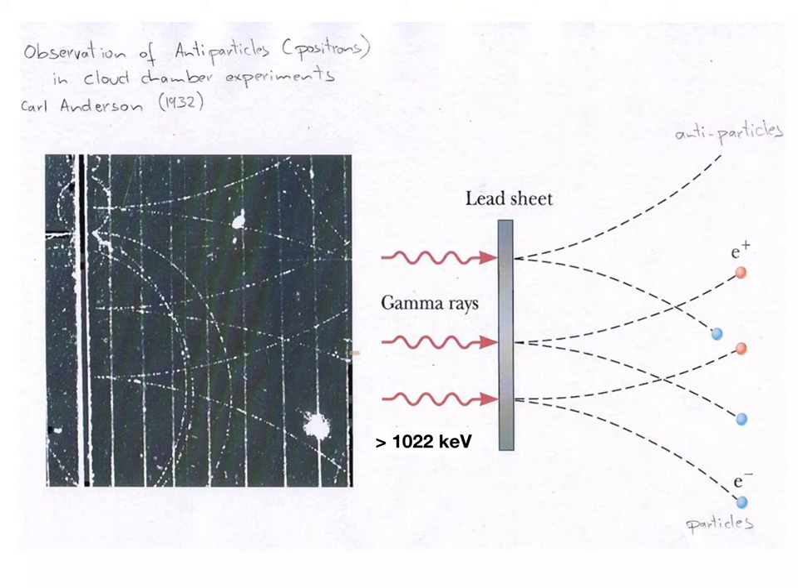That could only be explained if particles were present that have the same mass as the electron but the opposite charge. Anderson concluded that those particles, called positrons, are the antiparticles of the electron.